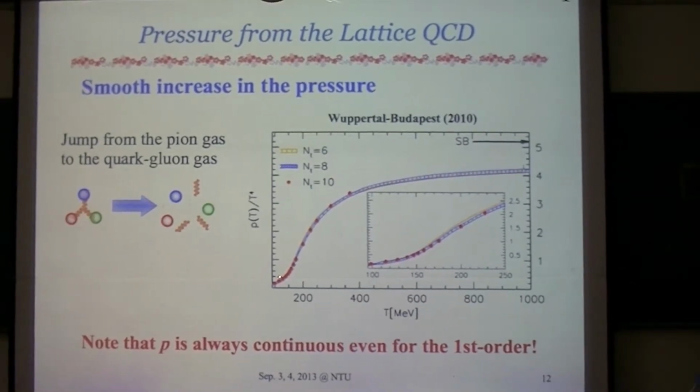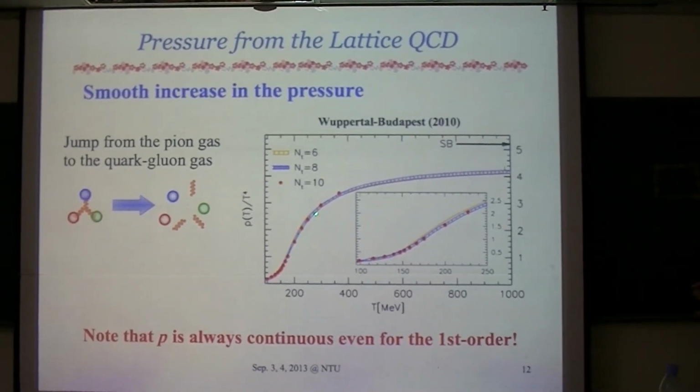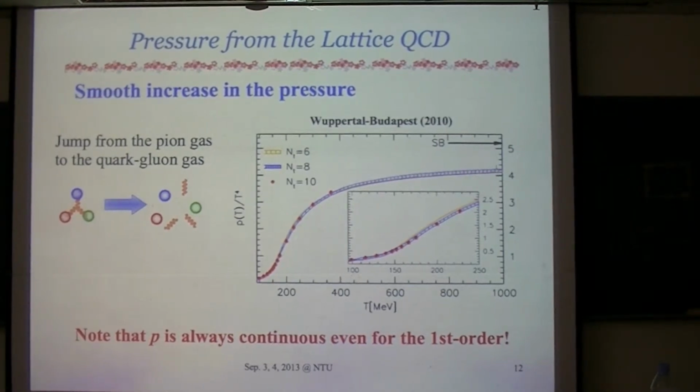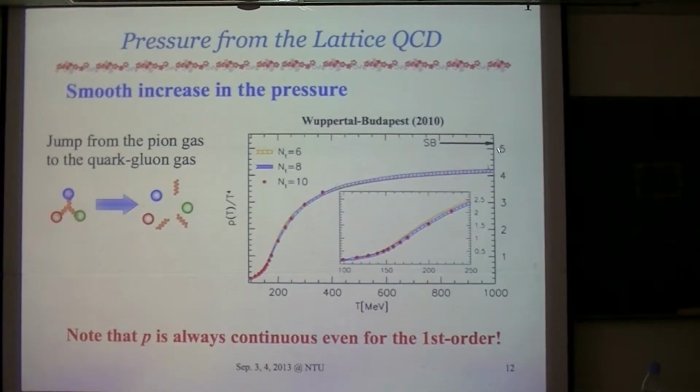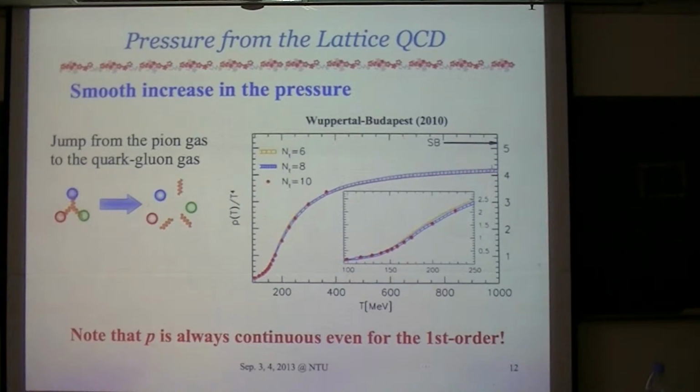And this jumps to some bigger value, approaching the Stefan-Boltzmann limit. So this is still below the Stefan-Boltzmann limit because of the residual interaction effect. But anyway, here you see some phase transition. But this is not really a first order phase transition. Actually, this is rather a smooth crossover. There is no true phase transition, but a smooth crossover here.